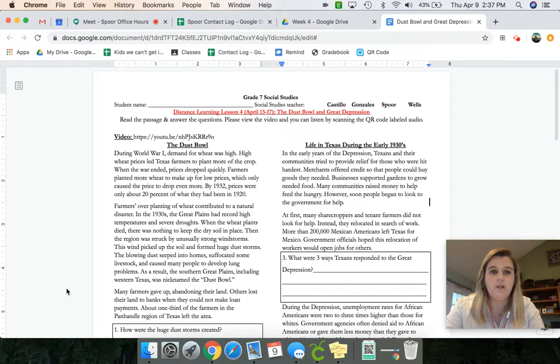During World War I, demand for wheat was high. High wheat prices led farmers to plant more of the crop. When the war ended, prices dropped quickly. Farmers planted more wheat to make up for low prices, which only caused the price to drop even more. By 1932, prices were only about 20% of what they had been in 1920.